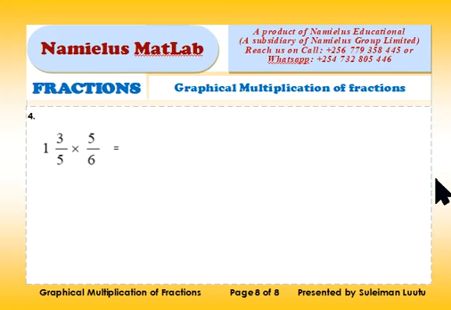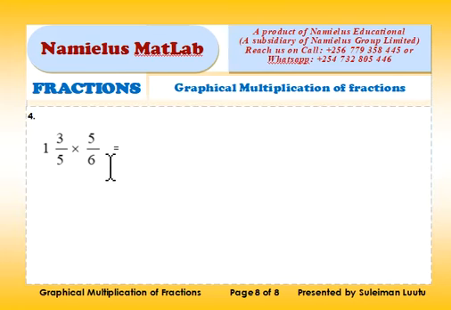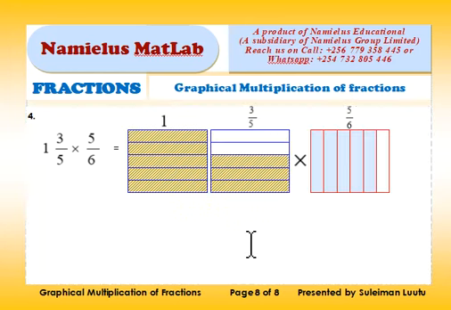Now let's proceed with number 4. What we have is one whole number, 3 out of 5, times 5 out of 6. We are going to represent this, first of all, graphically, and we see how we are going to manipulate it. Get ready. We now have one whole, which is this one, and then 3/5, which is this one, represented, and then multiplied by 5 out of 6, which is 5/6, which is this.